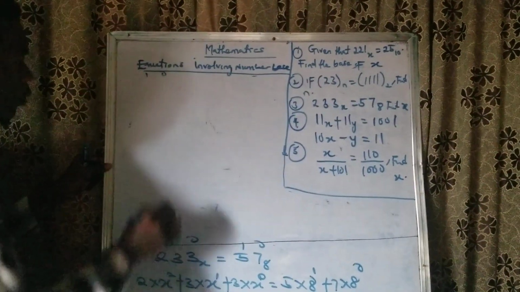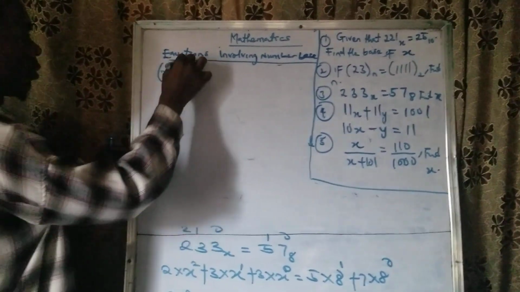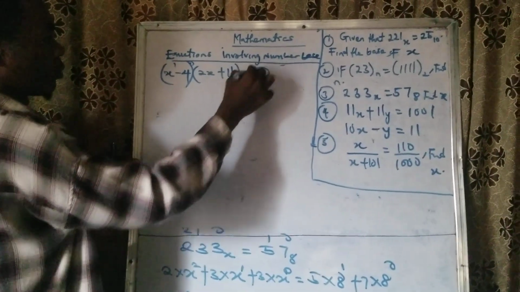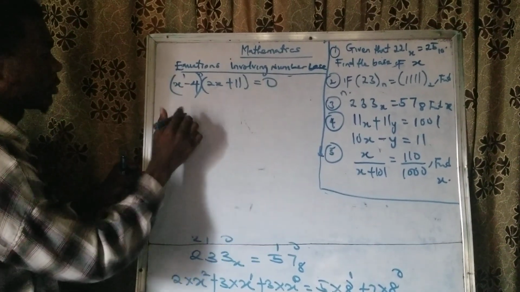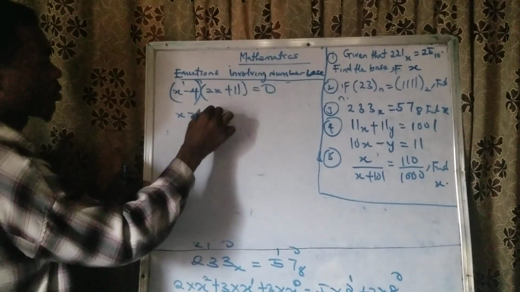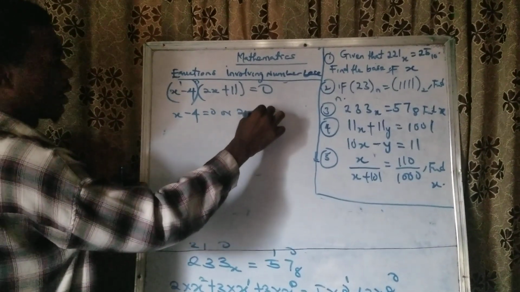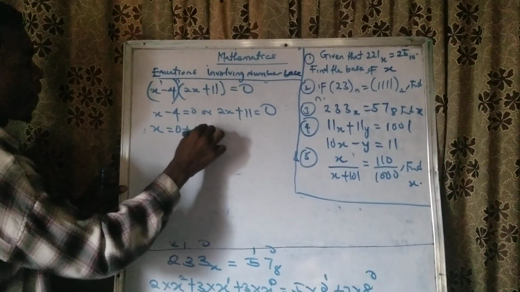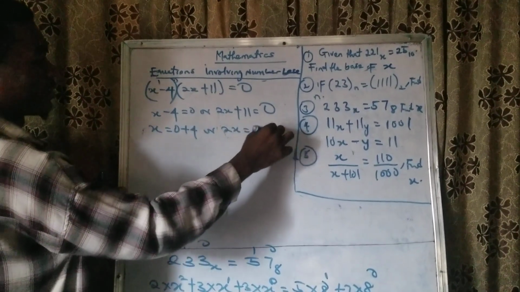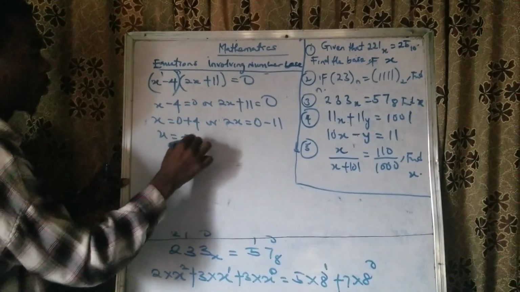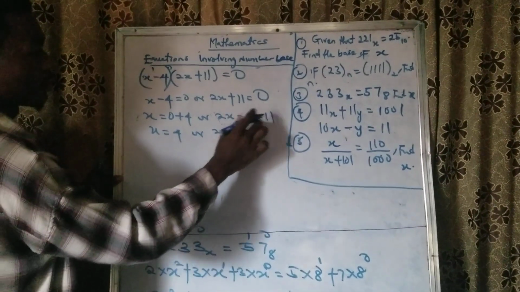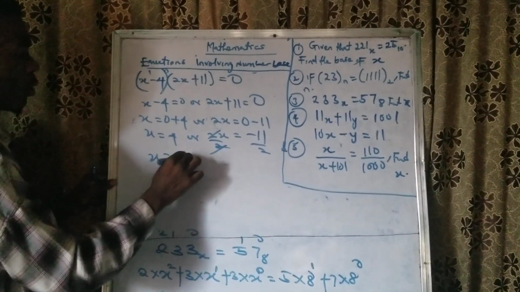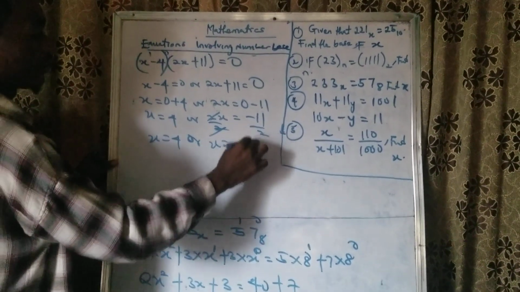So now let us write it at the top part. We'll have x minus 4 times 2x plus 11 equals 0. So then we'll have x minus 4 equals 0, or 2x plus 11 equals 0. So x equals 0 plus 4, or 2x equals 0 minus 11. So x equals 4, or 2x equals minus 11. Divide both sides by 2. So x equals 4, or x equals minus 11 over 2.